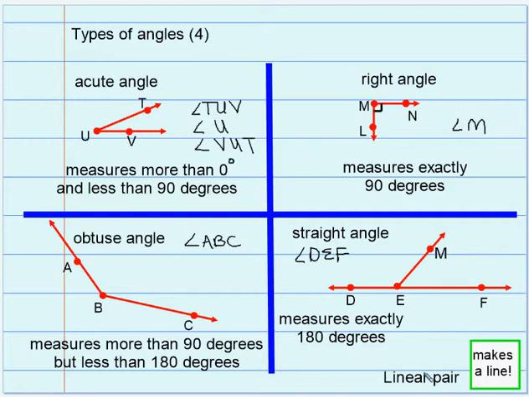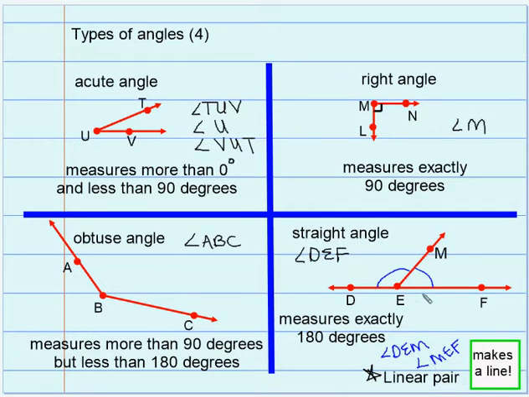Now, this is where you're going to need to write something. This right here, this linear pair, is when you have 2 angles that form a line. So in this case we have angle DEM and angle MEF. Okay, do you see that? We have this angle here and this angle here, and they make a line. So they are a linear pair.